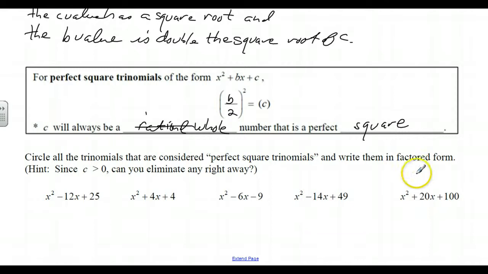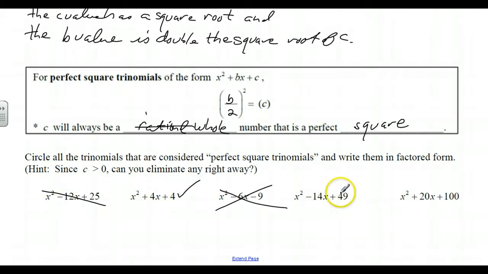Circle all the trinomials that are considered perfect square trinomials and write them in factored form. Hint, since C is greater than 0, can you eliminate any right away? Yeah, anything that's negative. So this is gone, since the C value has to be greater than 0. This is a perfect square, 25, but, you know, if we're looking at it this way, half of 12 is 6, squared is 36, so that won't do it. Half of 4 is 2, squared is 4, so that is.